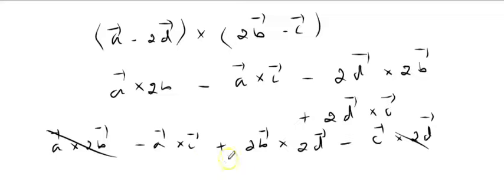Similarly, it has also been said that A cross C is 4B cross D. So this and this is going to get cancelled. Therefore, this is going to be 0. Since the cross product is 0, the two vectors are parallel to each other. That is, A vector minus 2D vector is parallel to 2B minus 2C.